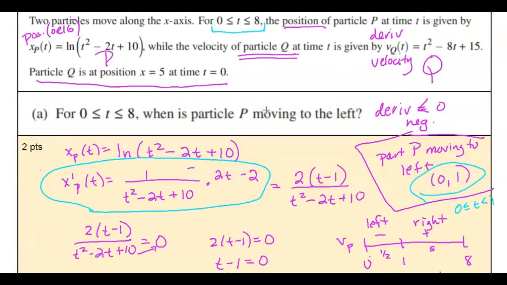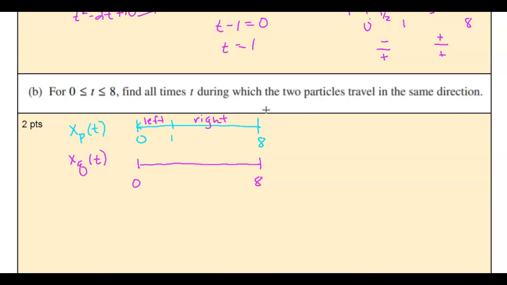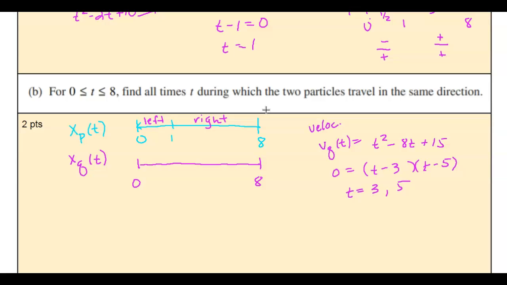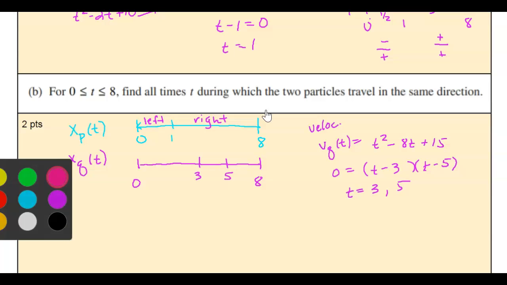So we know that particle Q is that, and that's the velocity. So we want to set this equal to 0 to find out when it is at rest or changes direction. So this is factoring: t minus 3, t minus 5, set them equal to 0. Okay, so I know 3, and I'm going to line this up, and 5. Now I need to test if it's positive or negative.